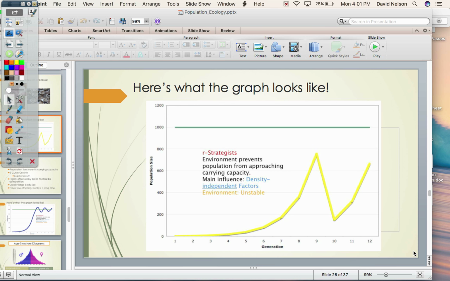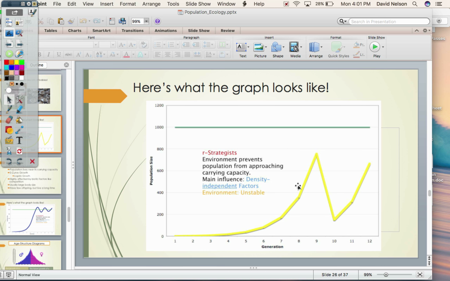This is our J curve. Like I told you a minute ago, these R strategists have this J curve where we get sort of a slight J shape. So this green line up here is our carrying capacity.